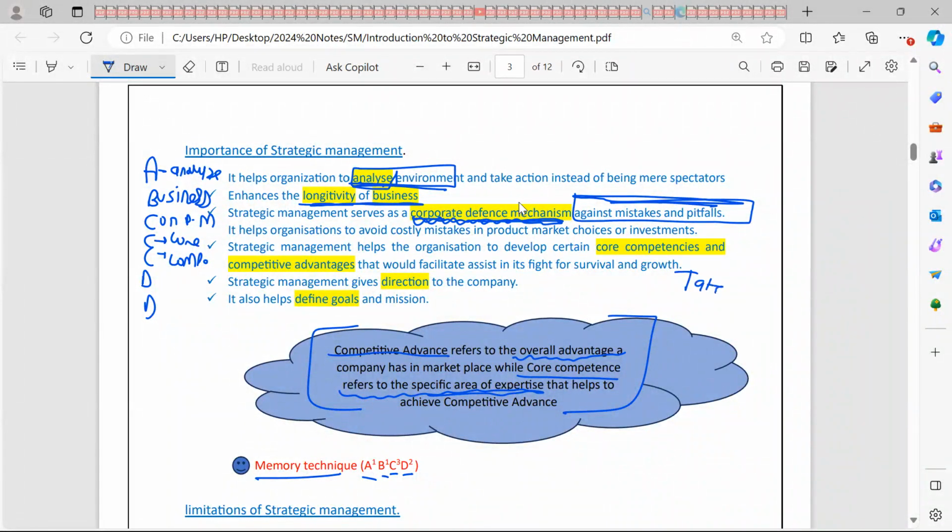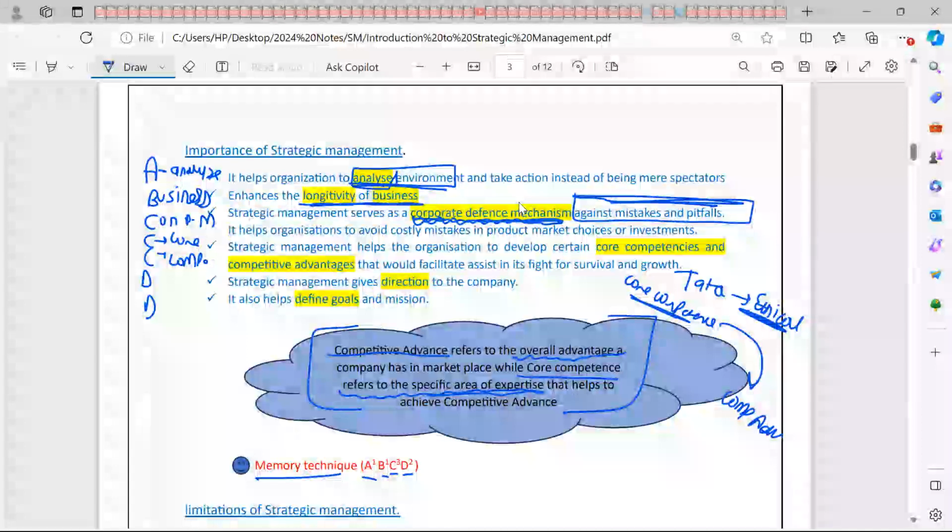Suppose Tata. What is the specific area or the expertise of Tata? That it is an ethical company. So Tata is an ethical company, and this has become a core competency for Tata. And once this has become the core competency of Tata, on the basis of this core competency, it can achieve competitive advantage. And what is the meaning of competitive advantage?